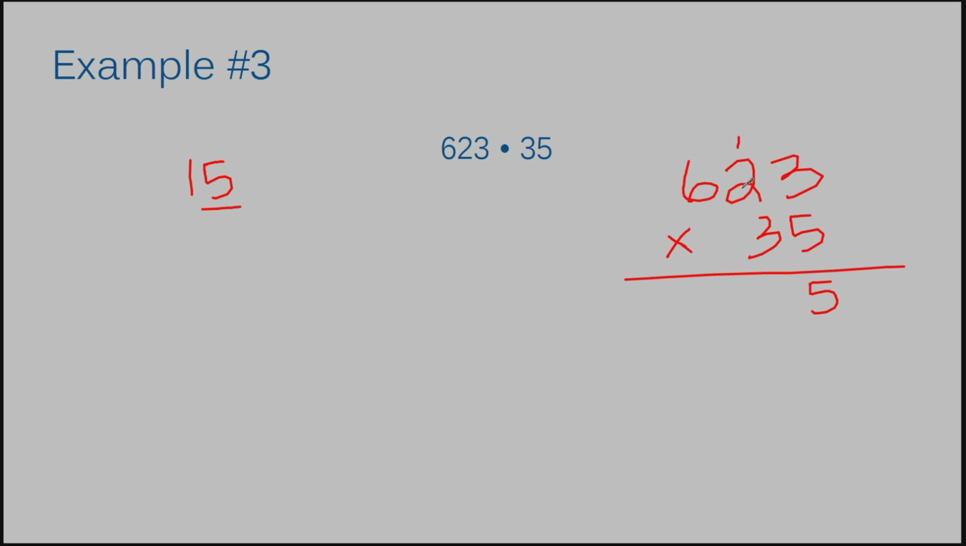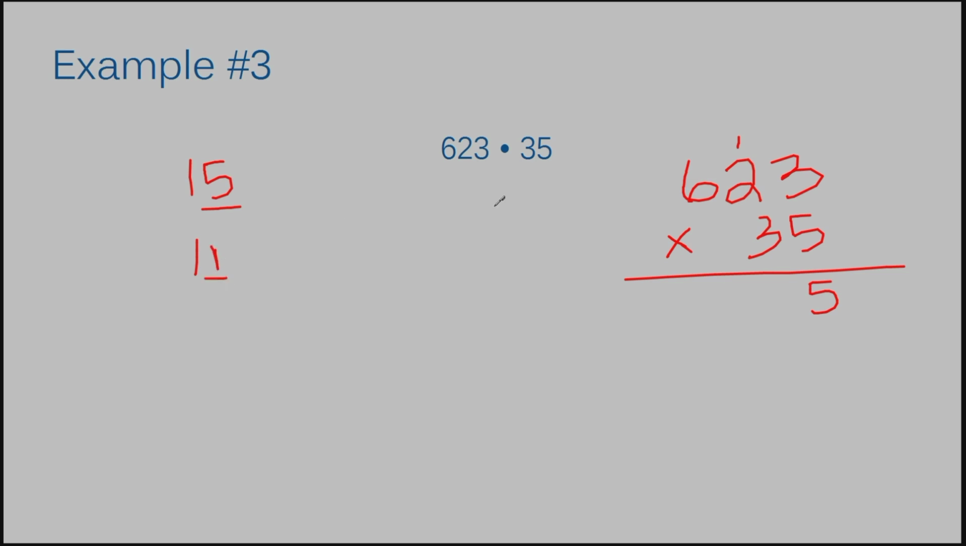But remember what we did in the last example? When you have a number above it, you must add that number to it. So 5 times 2 is 10. 10 plus 1 is 11. So my answer for this next space is 11. But again, 11 is a 2-digit number, just like this one was. I'm going to write 11 in.